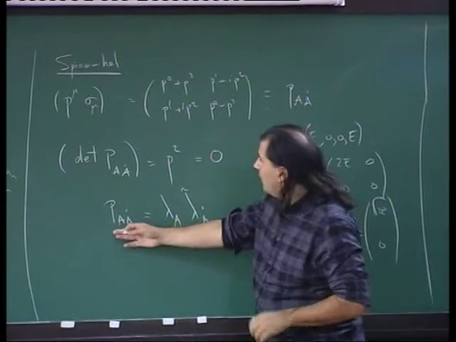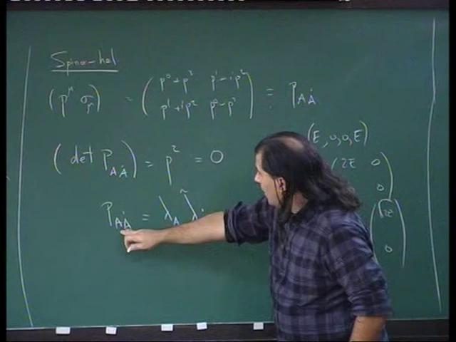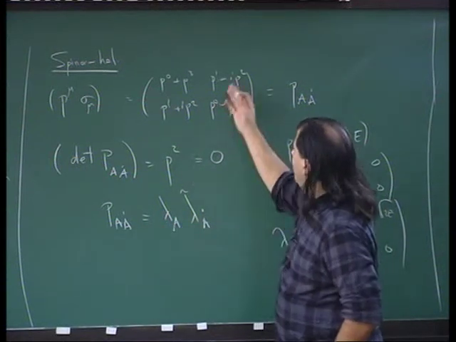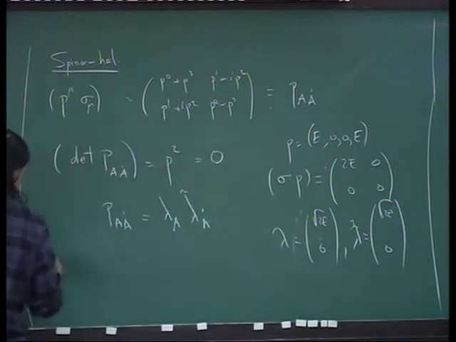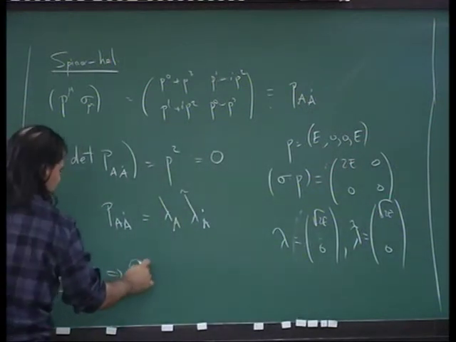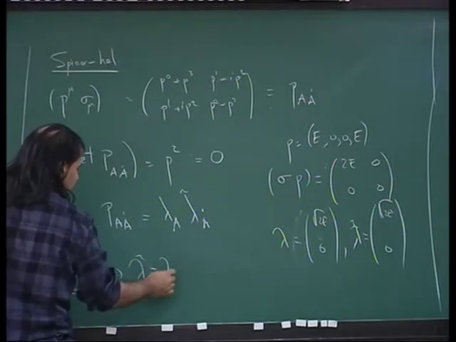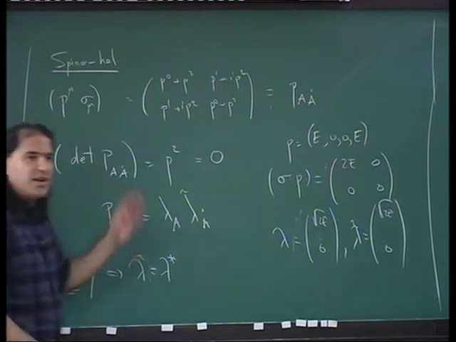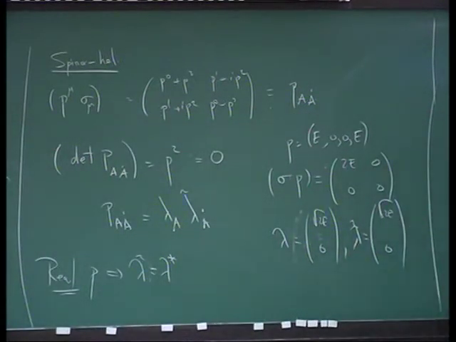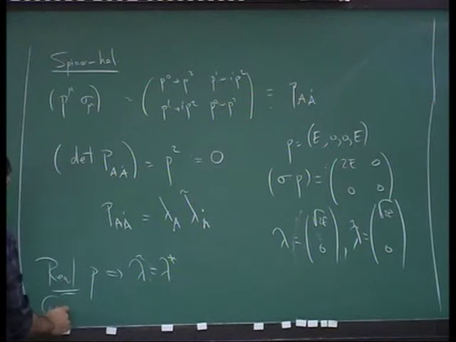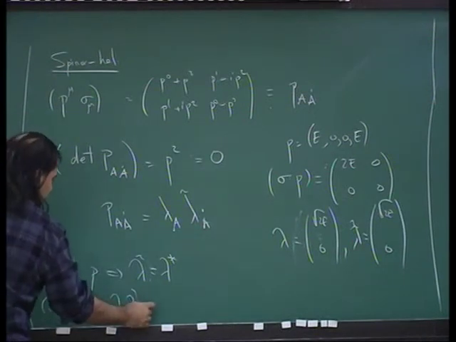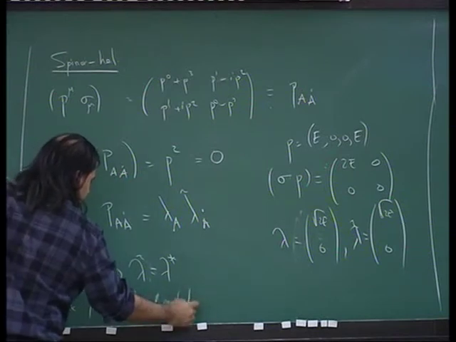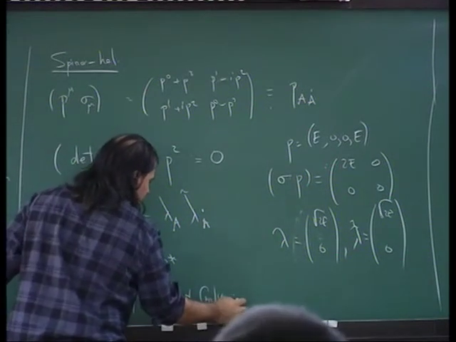Some quick things about this are that if this momentum is real, this is a Hermitian matrix. So real momentum means that the lambda tilde is the complex conjugate of lambda. Okay, so for this to be Hermitian, lambda tilde has got to be the complex conjugate of lambda. But unapologetically, we're going to be complexifying everything in all of these lectures. So when everything is complex, for complex p, lambda and lambda tilde are just independent, complex variables. Okay?